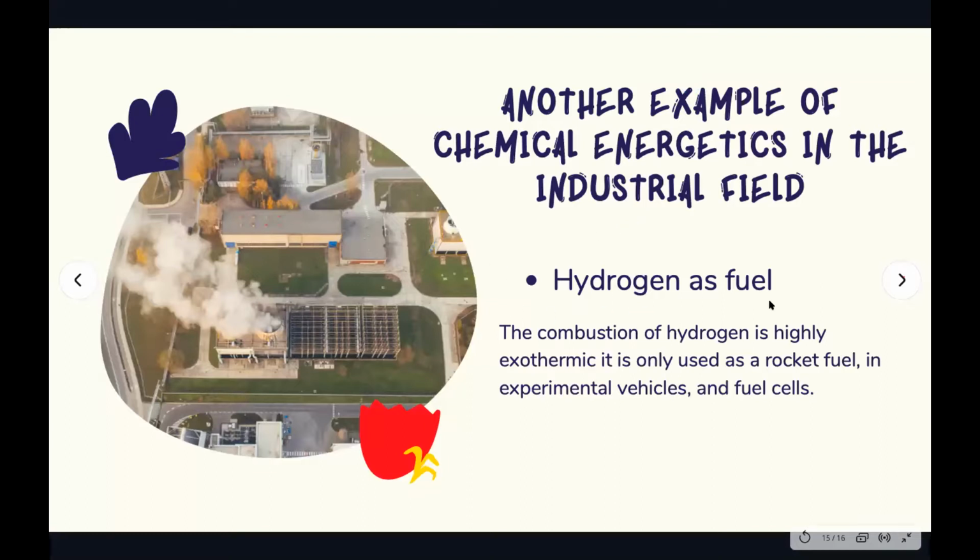Next, we have hydrogen as fuel. The combustion of hydrogen is highly exothermic, so it is obviously an example of exothermic. It is only used as a rocket fuel in experimental vehicles and fuel cells. There are many advantages of hydrogen, such as being very energy rich, no pollutants are formed, and nitrogen oxide, which can cause acid rain, is not formed. But it also has disadvantages, such as being expensive to produce and difficult to store.